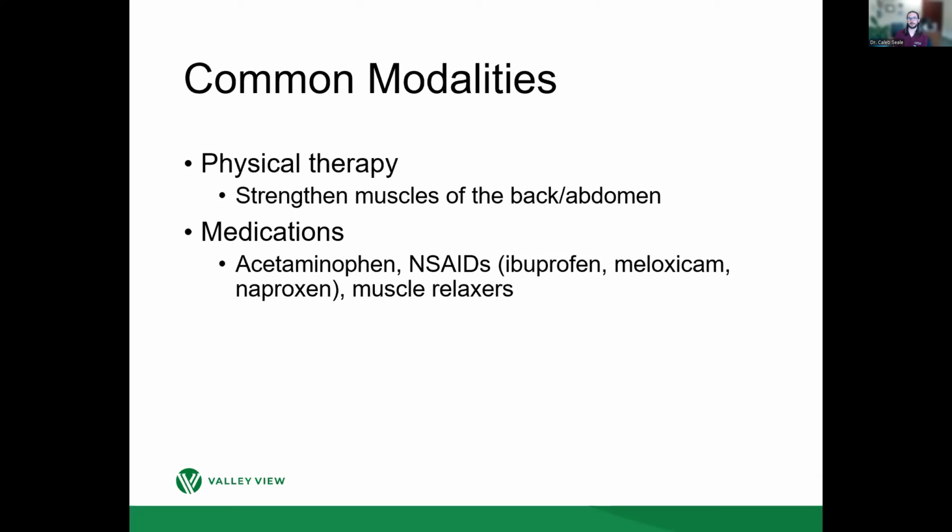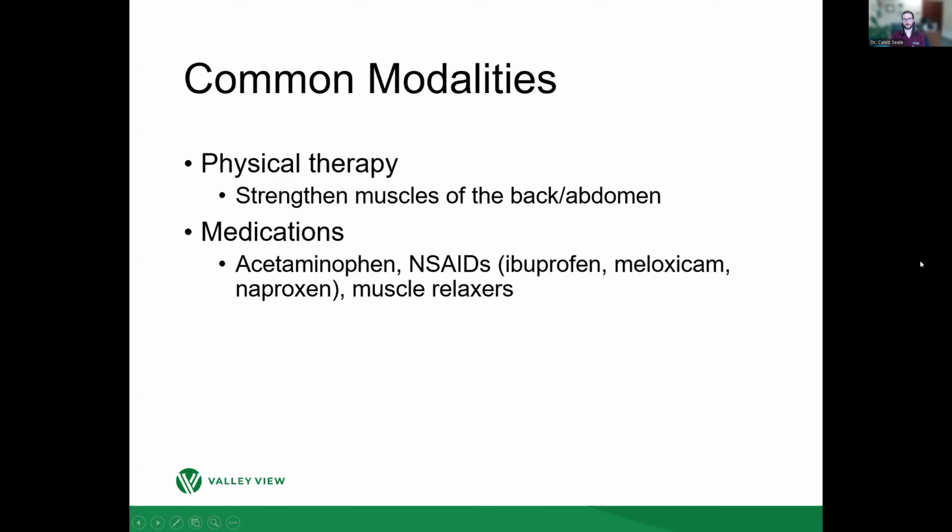Oftentimes, people will say that acetaminophen or Tylenol doesn't quite work for me. Well, maybe we need to talk about how you're taking it. Same thing with ibuprofen, meloxicam, and naproxen. Just because one NSAID doesn't help you doesn't mean none of them will. And so it's often worth trying other types of NSAIDs.